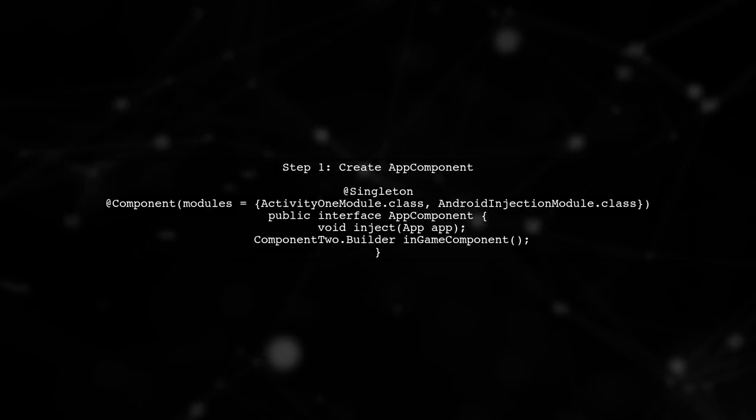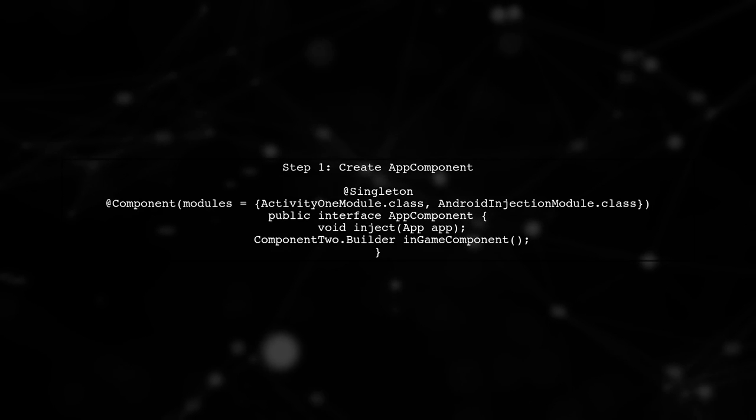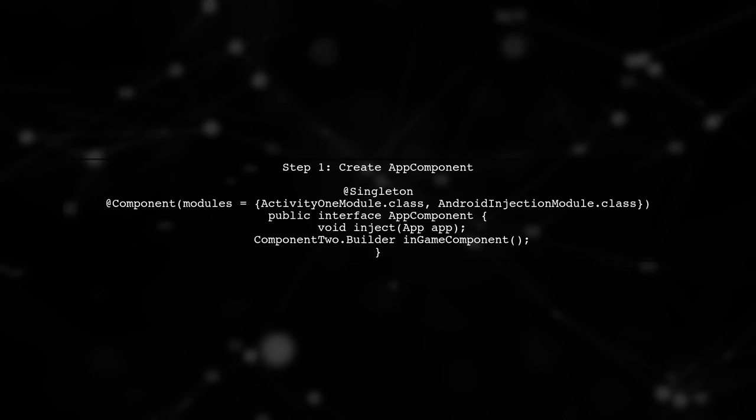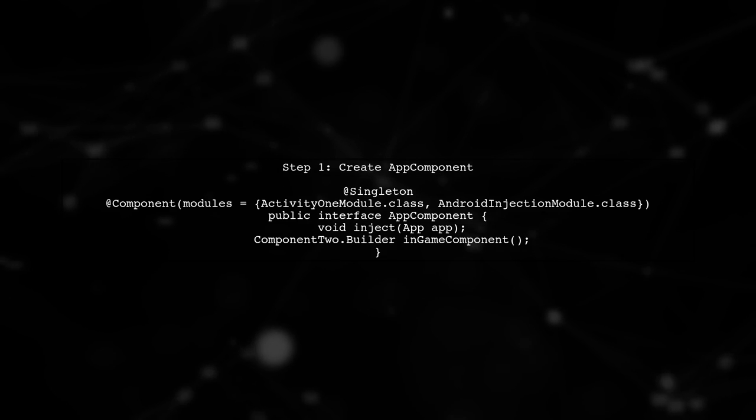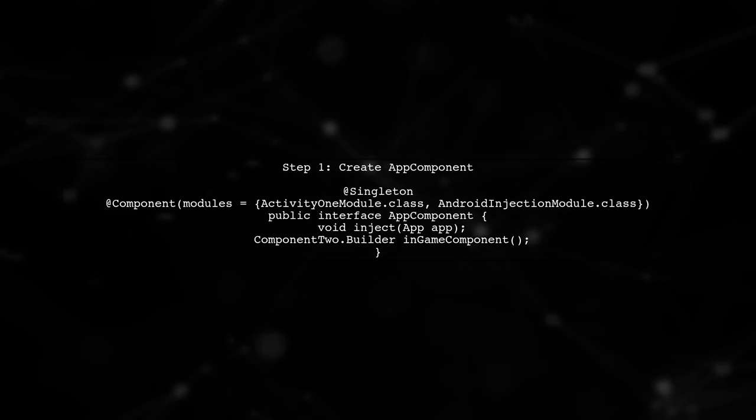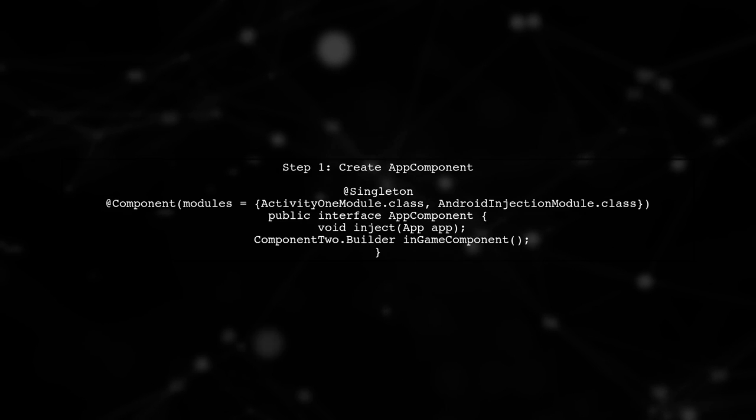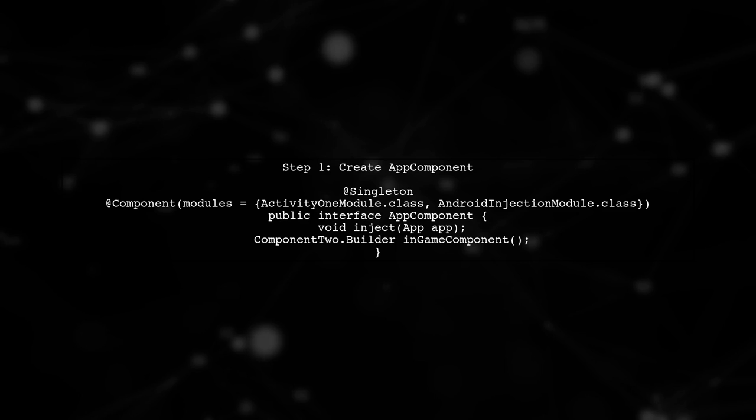Now, let's continue on. To address the issue of injecting dependencies into multiple activities using Dagger 2, we need to ensure that our components are set up correctly. Let's start by creating our main application component.